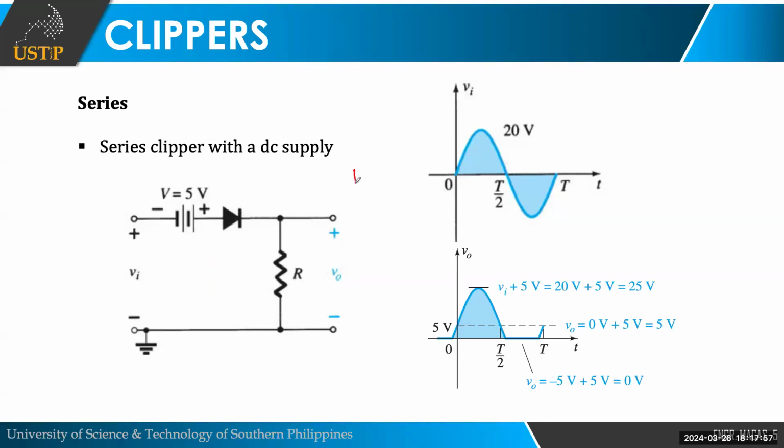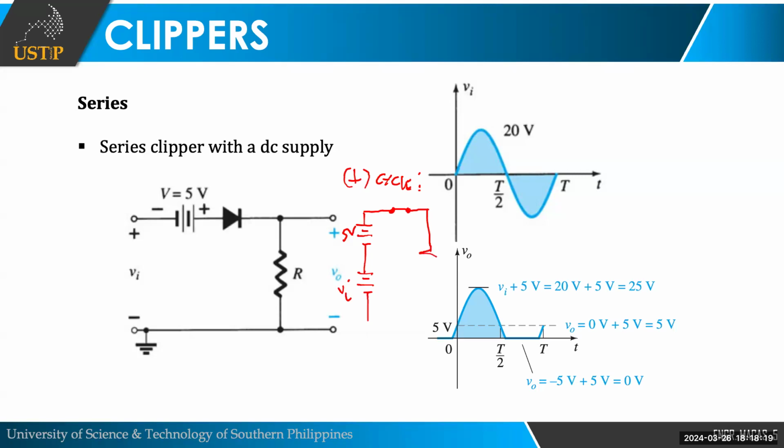So during positive cycle, we can redraw our circuit in such that your 5 volts will be here. Ito lang ikuan, para parallel atong pagtanaw. And then your input will be here. Okay, positive, so wala problema. Your diode is always gonna be forward bias during positive cycle.